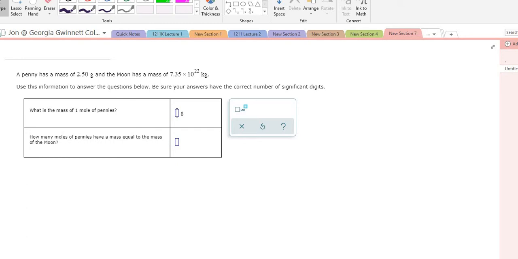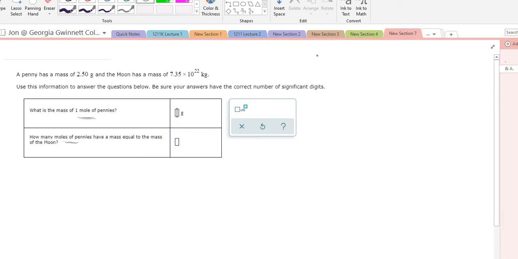A penny has a mass of 2.5 grams, and the moon has a mass of 7.35 times 10 to the 22nd kilograms. Use this information to answer the questions below. So we're going to have moles. What is the mass of 1 mole of pennies? How many moles of pennies have a mass that is equal to the mass of the moon?